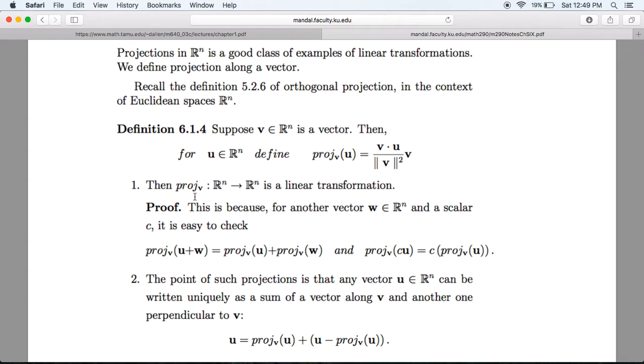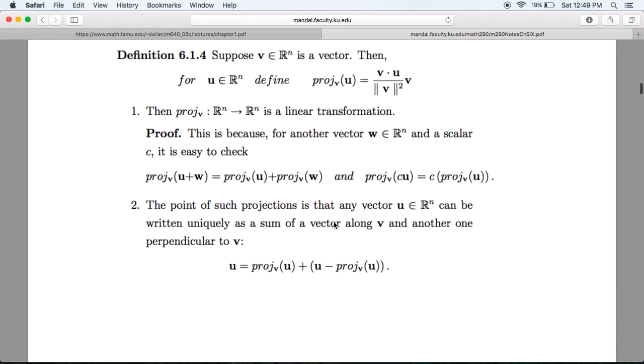We can see that projection is actually a linear transformation, because projection of u plus w is actually projection of u plus projection of w. We can replace u here by u plus w and the dot product distributes. So this comes out. Similarly, we can take cu over here and c will come out of the dot product, and we get c times projection. So projection is a linear transformation.